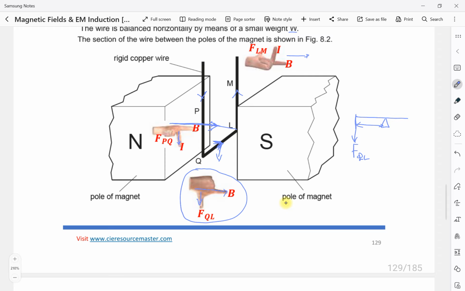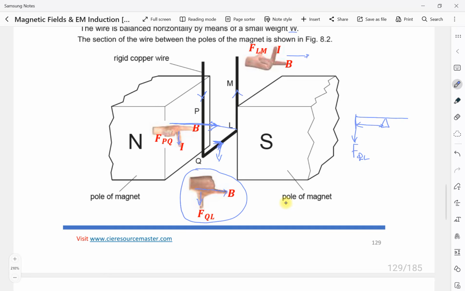Now notice that FPQ and FLM are going to be in opposite directions. It is the same current flowing into the wire. Therefore, the force on PQ and LM is going to be the same if the lengths PQ and LM in the magnetic field are the same, but they are in opposite directions. So you can explain this by referring to the fact that they cancel out each other. And also you can think about them as acting in the horizontal plane. Therefore, they will not cause a moment. They don't have any perpendicular distance from the pivot.